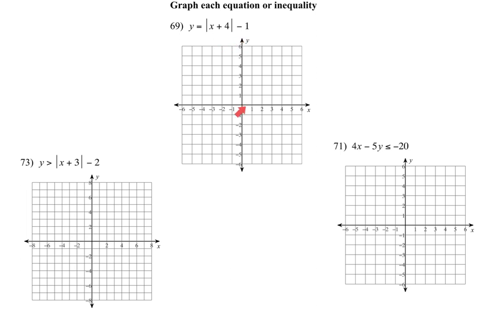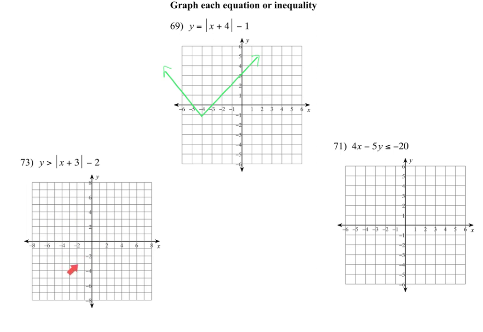So I'm going to take it from the origin, go left 4, down 1. That's where my vertex will be. And so I'm going to draw my V right here. And because it is an equal sign, I'm done. The difference between that and this one down here is that I need to shade it.